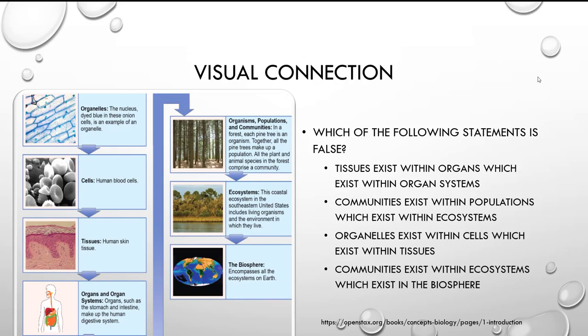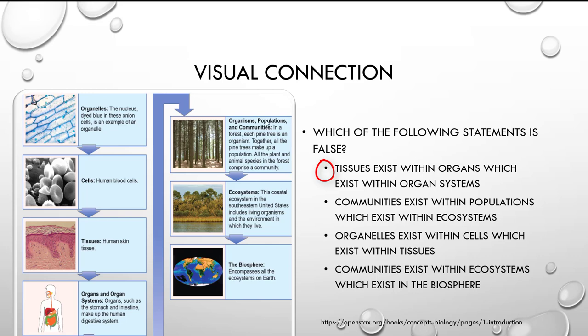Alright, so let's take a look at this visual connection question. So this is straight out of the textbook, the OpenStax textbook. So which of the following statements is false? So tissues exist within organs, which exist within organ systems. Do tissues exist within organs? Yeah. Do organs exist within organ systems? Yeah, so that's true.